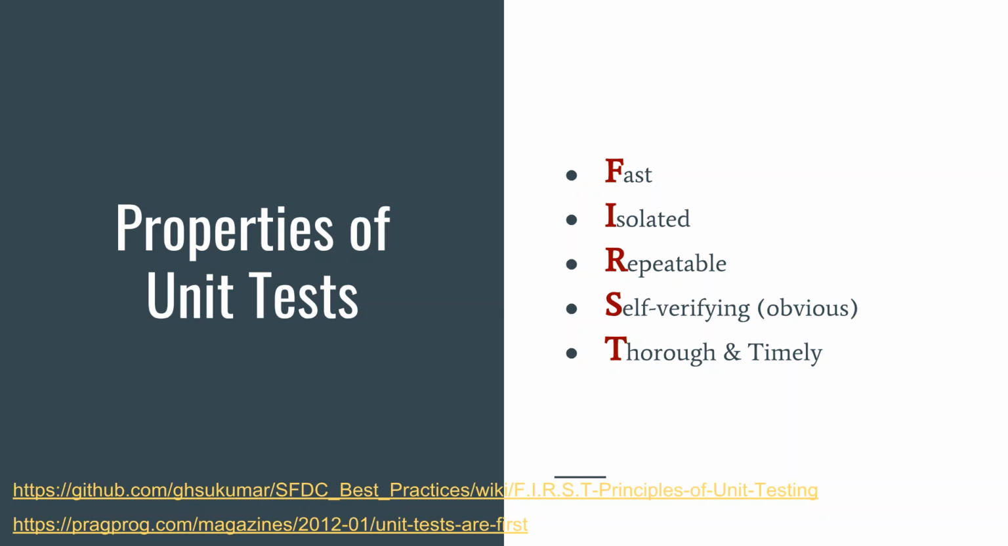Self-verifying. The test needs to be written in a way that it's obvious. When you read the test, you know what it is testing, and you know what the code being tested is supposed to be doing. And also, they need to be obvious to understand that when they pass, you know what functionality is working. When they fail, you know which functionality isn't working. They need to be thorough, so they should cover all of your system, and timely, so you need to write them right away, not 2 weeks after you finished coding, or a month after, or 2 months after, at the end of the waterfall cycle, when you finish building your whole system.